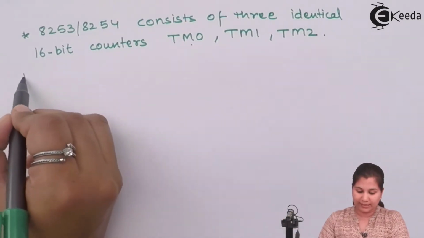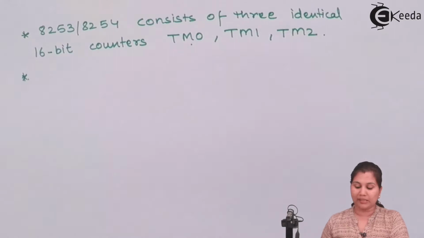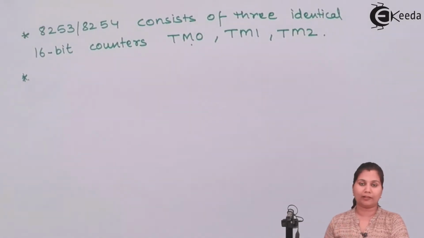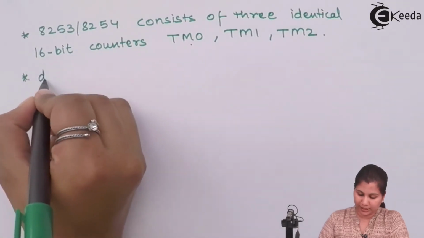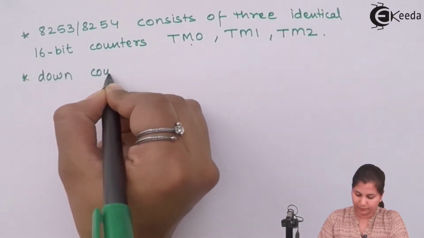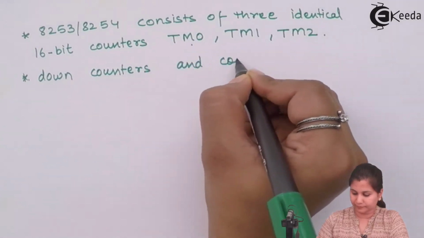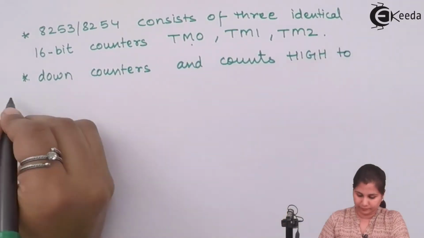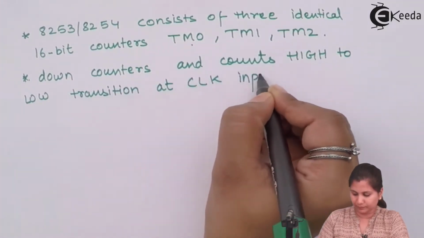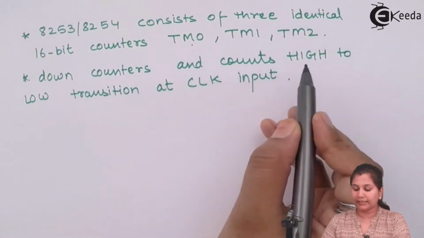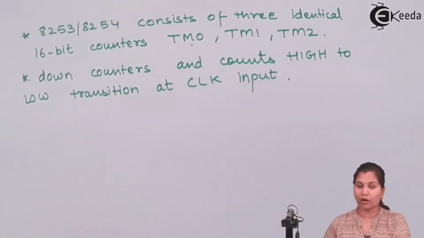Now these counters are basically down counters, which means they are initialized with the highest value of the count, and then the count will be decremented at each transition from high to low of the clock input. So these three identical 16-bit counters are down counters, and they will count at each high to low transition of the clock input.